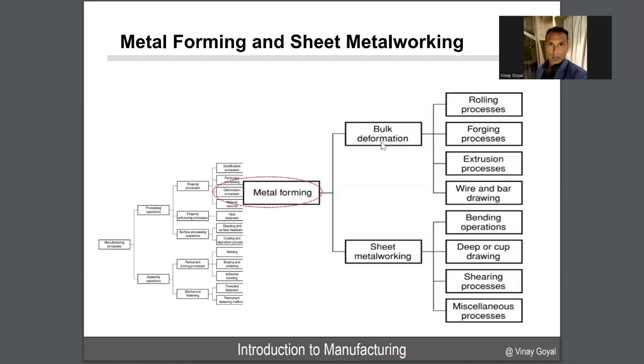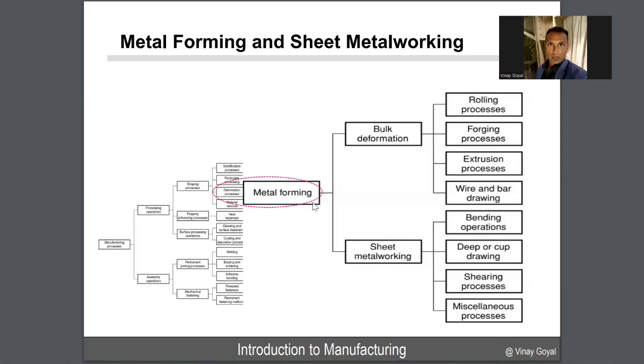Under bulk deformation, we have rolling processes, forging processes, extrusion processes, wire and bar drawing. And then we have sheet metal working. We're working the metal to create components. For example, bending operations, deep or cup drawing, shearing processes, and miscellaneous processes.